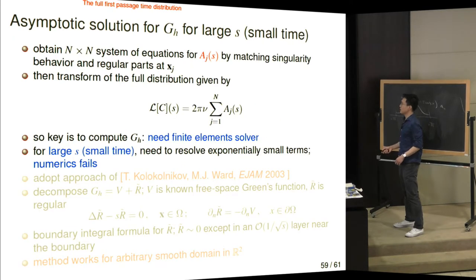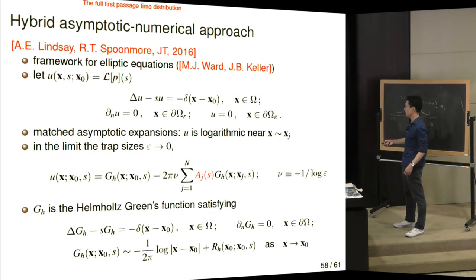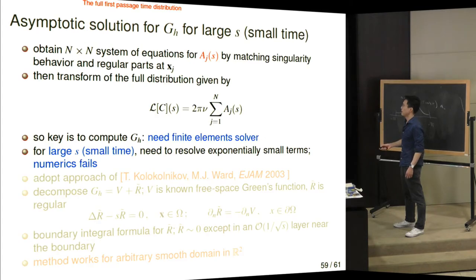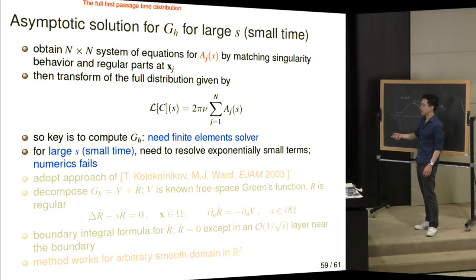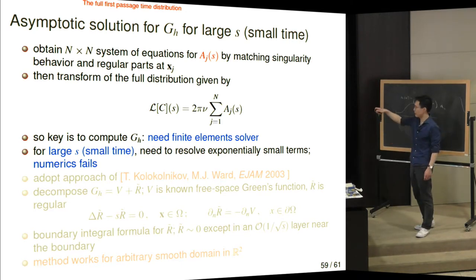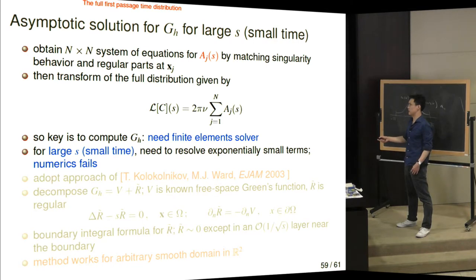So the key here is that we need to compute all these different weights, one for each trap. We do that by matching. We get an n by n system for these A_J, and then you integrate across, using the fact that the integral of G is 1/S, and you get this. So this is the capture time density. The key is we need to compute this G.